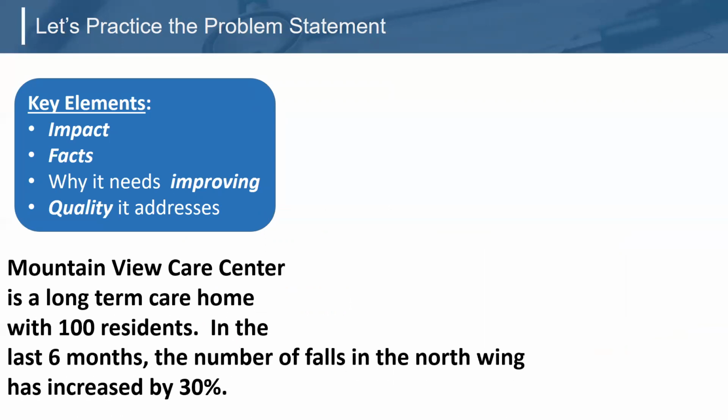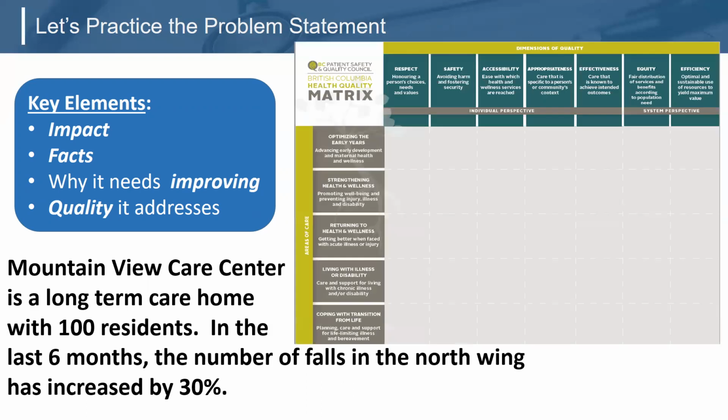So, Mountain View Care Center is a long-term care home with 100 residents. In the last 6 months, the number of falls in the North Wing has increased by 30%. Now, looking at our quality matrix, what part of the dimensions of quality does this address? Well, safety. And what population are we talking about? Those living with disability or illness, the elderly.